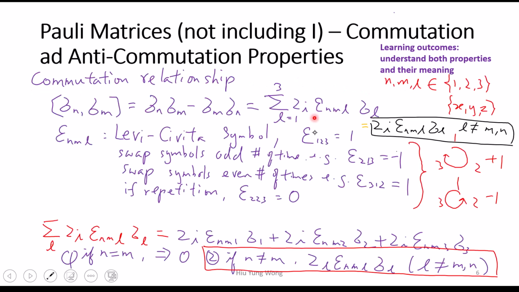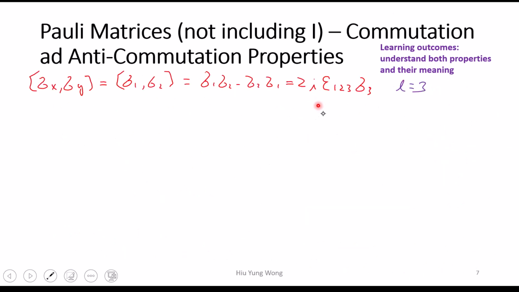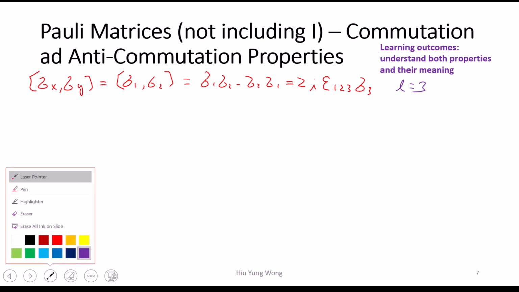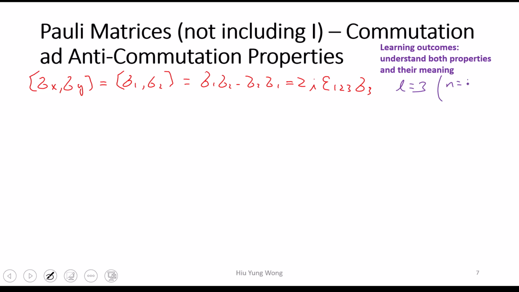Let's go back to this equation. 2i sigma_l, epsilon_nml, sigma_l, right? 2i sigma_nm, here n is what? n equals 1, m equals 2, right? From the previous equation. And what is epsilon 1, 2, 3? I'm sorry, epsilon 1, 2, 3. It's 1, because you start with 1, 2, 3. That is 1, right? So this is equal to 2i sigma 3.